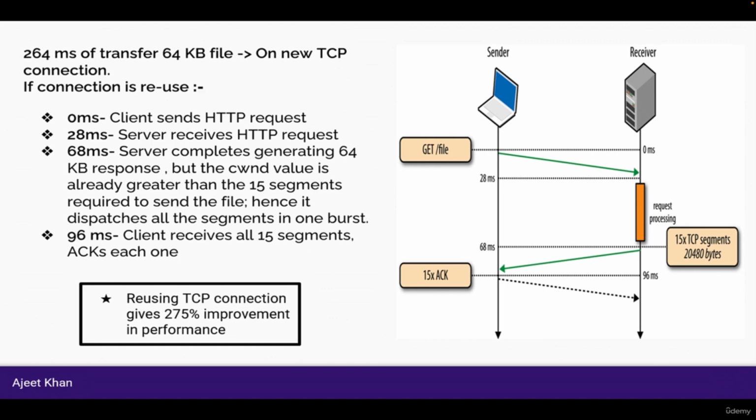So here reusing a TCP connection gives 275% improvement in performance. So this is another parameter for optimization, that is connection reuse. We will see in upcoming lectures how we can implement it.